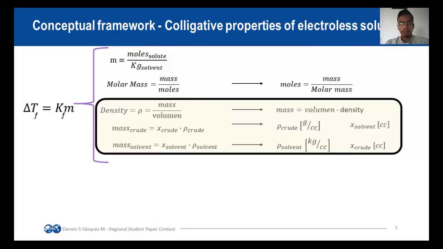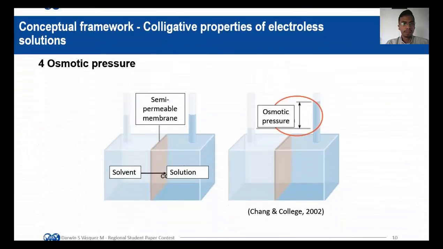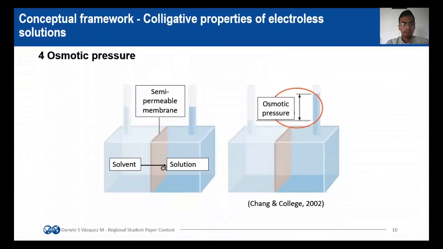Adding other concepts like molar mass and density, you can get this relationship, which is used to calculate the molar mass of crude as a function of the variation in melting point of the solvent. The fourth property is osmotic pressure. In this system, we have solvent and solution separated by a membrane. Due to the energy difference between the two substances, the solvent passes through the membrane, generating a hydrostatic column that, in terms of pressure, is known as osmotic pressure.